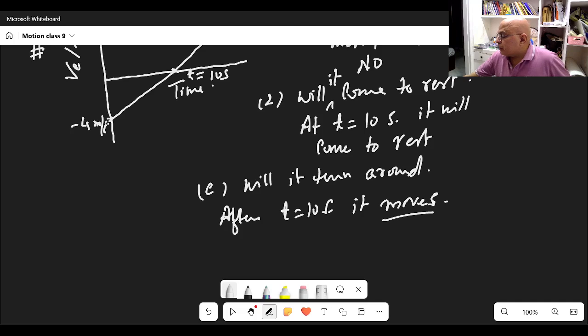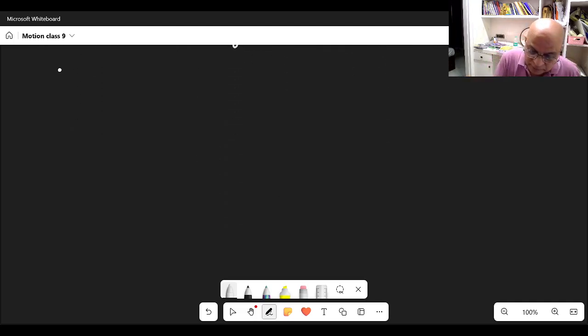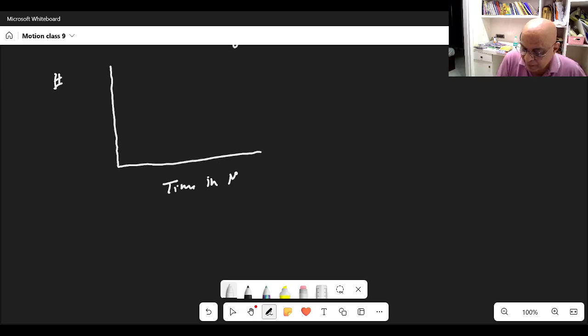Okay, so this is the problem. Again, one more problem I'm doing. This is also related to a graph. Just see it. The speed of a truck or bus, whatever you take: this is time in minutes, and this is speed in kilometer per hour.